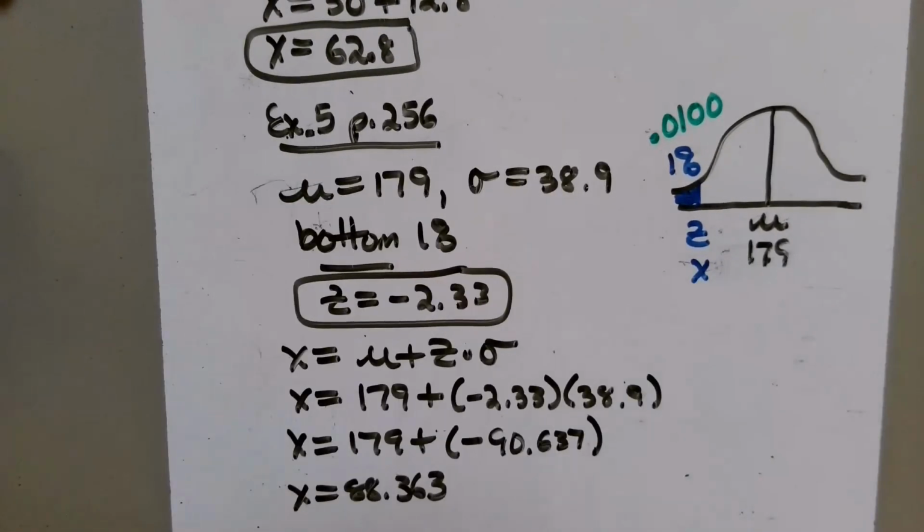That's a really low cholesterol level, right? And they'll tell you in my math lab, my stat lab, how they want you to round. So somebody who has a total cholesterol of 88.363 or lower is in the bottom 1% for cholesterol. It's definitely a super healthy person. So there we go. Those are the examples from 5.3. Hope you found that helpful.